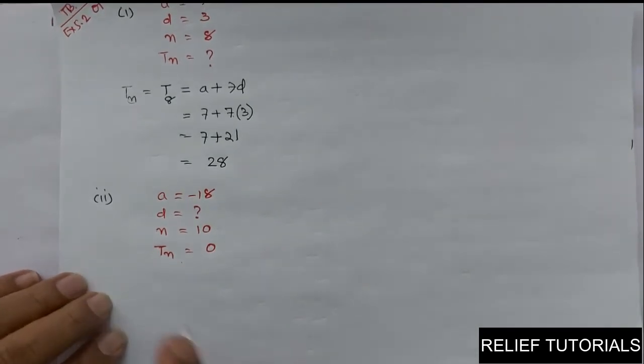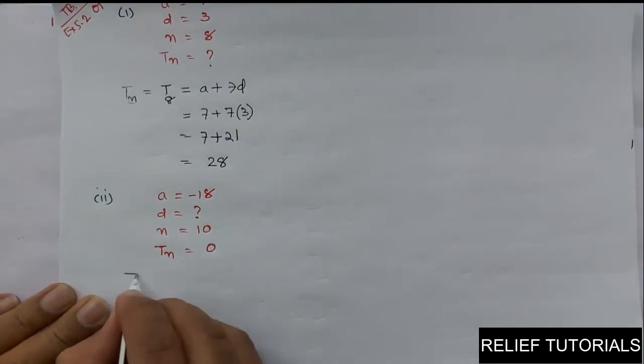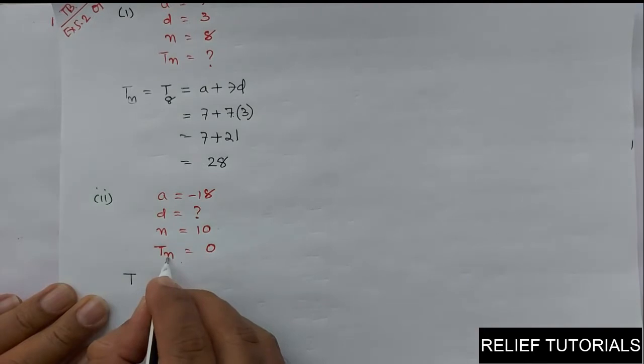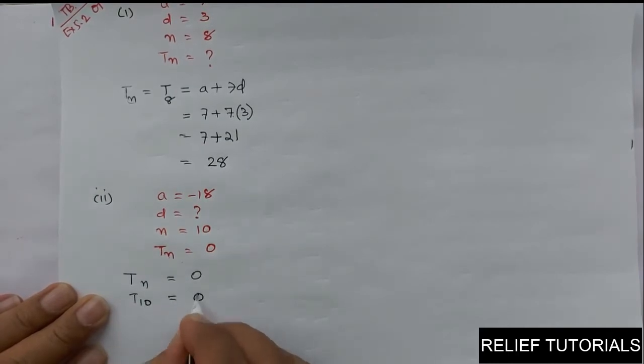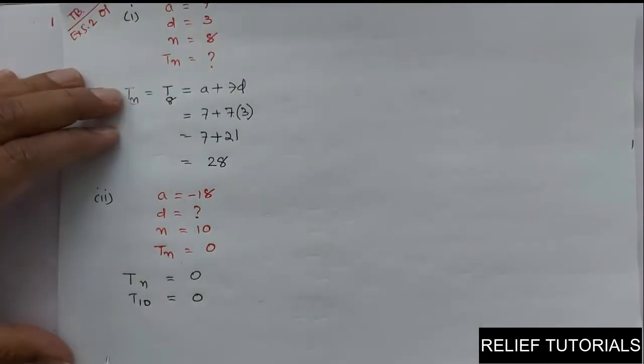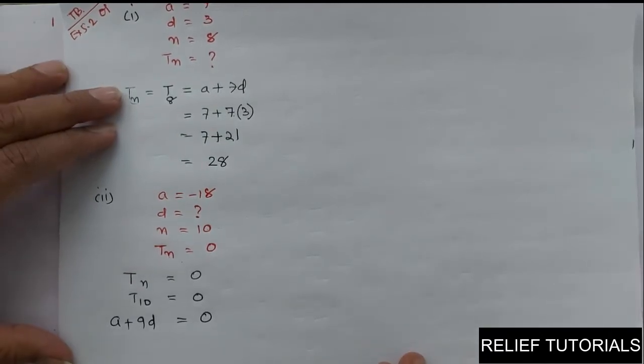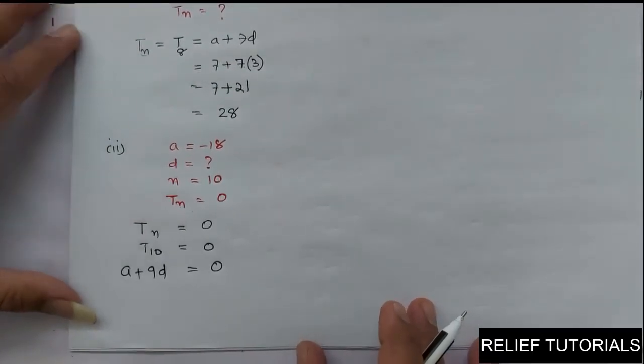So what is given here? See Tn, nth term equal to 0 and n equal to 10. So we can say here Tn is equals to 0, n is equals to 10. So T10 is equals to 0. 10th term is 0. Now T10 means you know A plus 9D is equals to 0. We got the equation. Here A plus 9D is equals to 0.